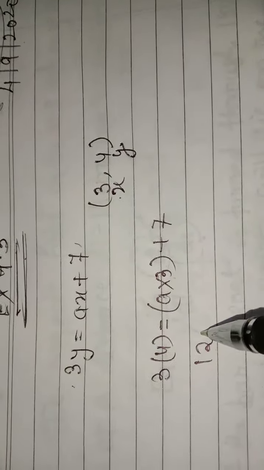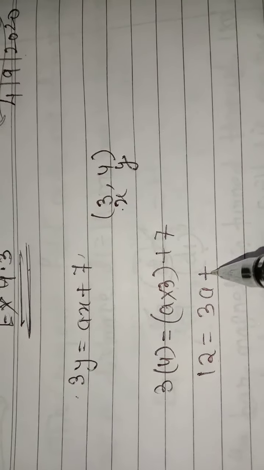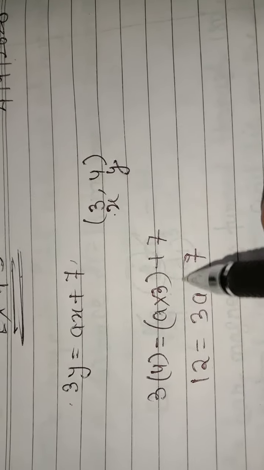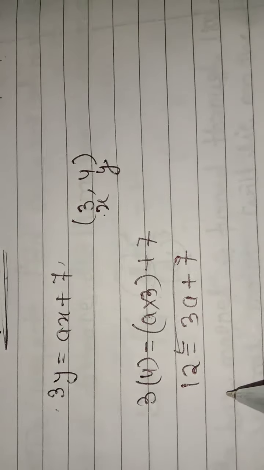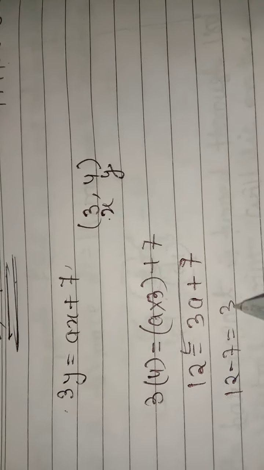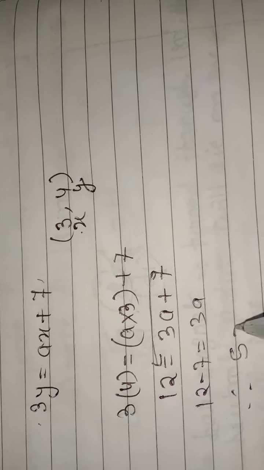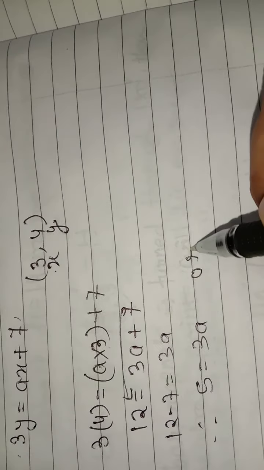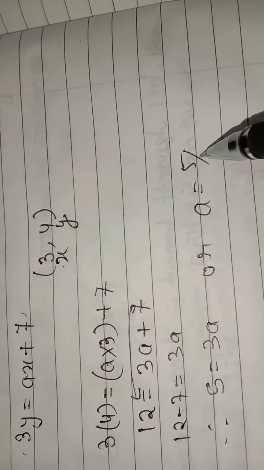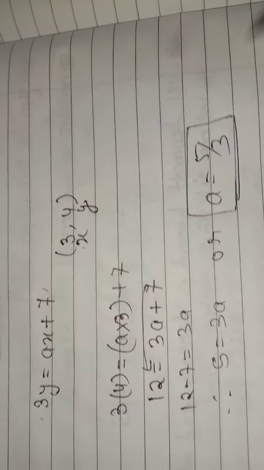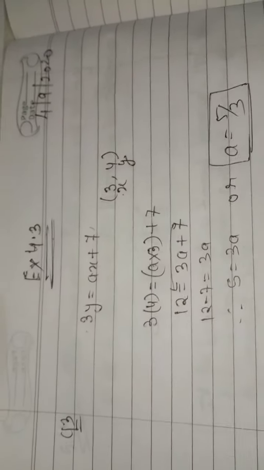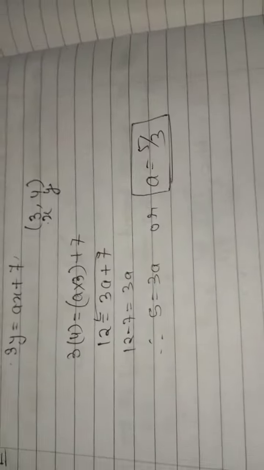A simple calculation is there. 3 fours are 12, equal to 3a plus 7. Take 7 towards the left side. 12 minus 7 is equal to 3a. So 5 is equal to 3a, or we got the value of a is equal to 5 by 3. So this is the answer. Clear? So let's proceed to the next question.